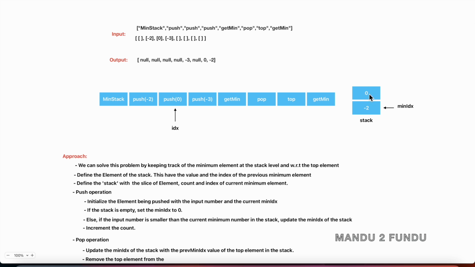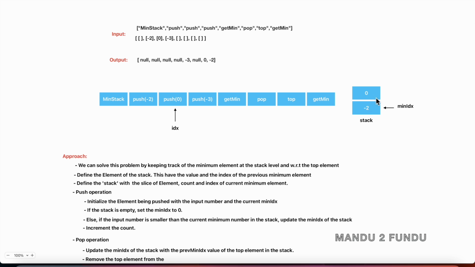For that, we need to keep track of the index of the minimum number present in the stack. Whenever we add an element to the stack, we have to update that index. That is at a stack level. And one more piece of information we also need to maintain: for each element, when we add it, what was the previous minimum number present in that stack. Basically, whenever we add an element, we have to remember the previous minimum number's index.